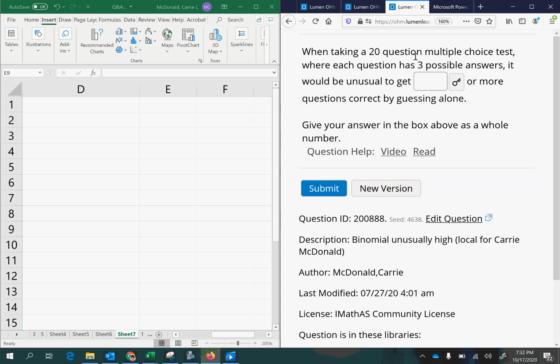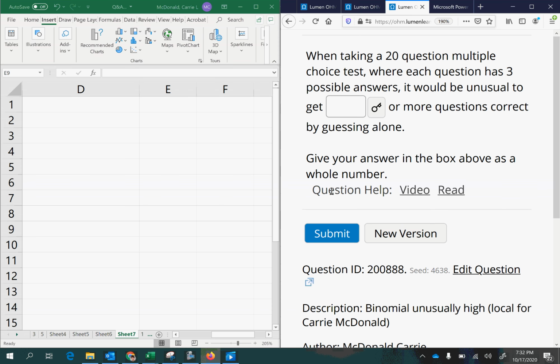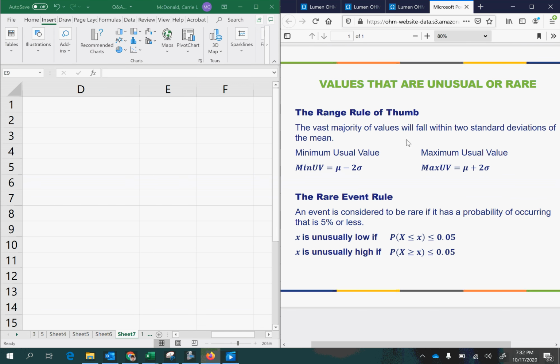When taking a 20-question multiple choice test, where each question has 3 possible answers, it would be unusual to get how many or more questions correct by guessing alone. Now, to be able to answer this question, you have to know about a couple of rules which are attached here. Values that are unusual or rare.